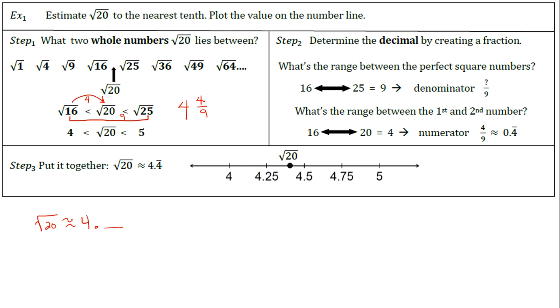So the square root of 20 is about 4 and 4/9. But you're going to be asked to estimate this to the tenth. So we need to convert 4/9 to a decimal. So we're going to have to do a little long division.